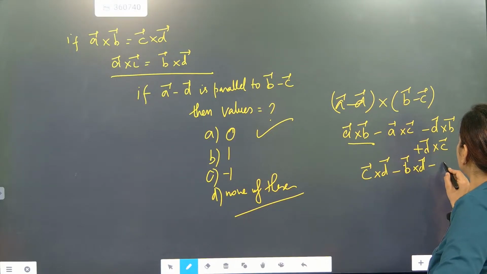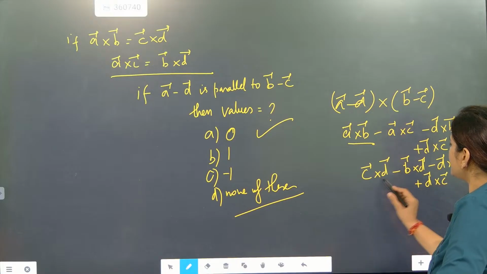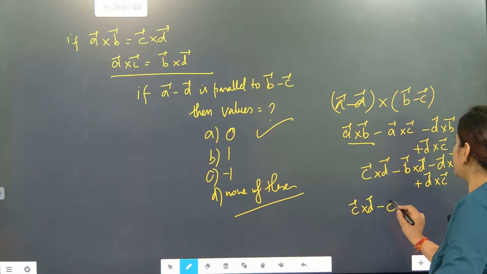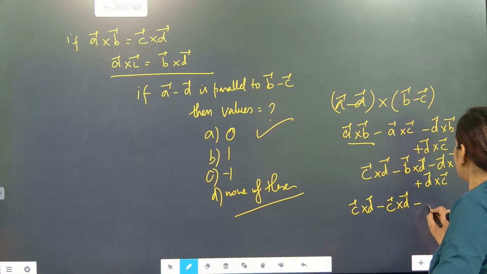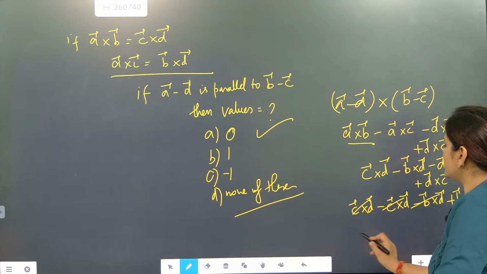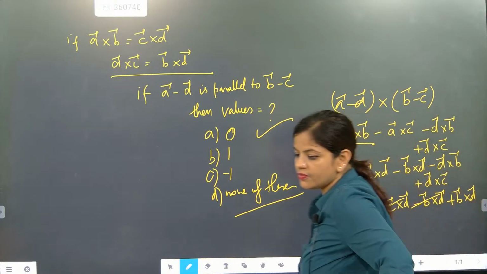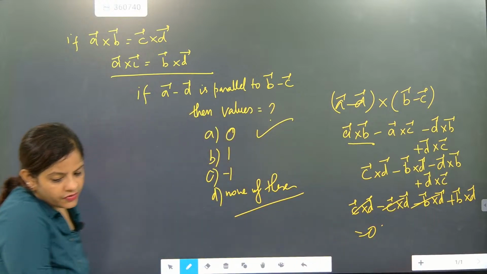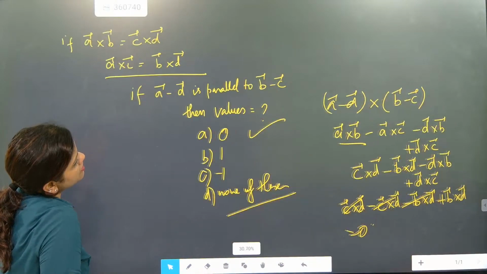And here it is minus D cross B plus D cross C. So 100% it will become C cross D. If you change it, it becomes minus C cross D. Now it is minus B cross D, it will become plus B cross D. So after proving also we are getting the answer as 0. Yes, after proving also the answer is coming as 0 only.